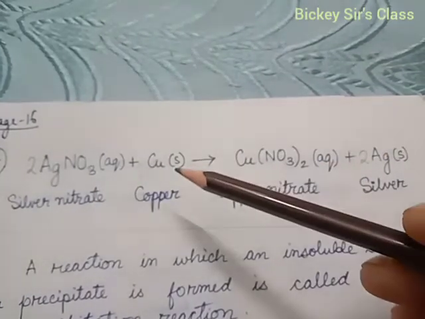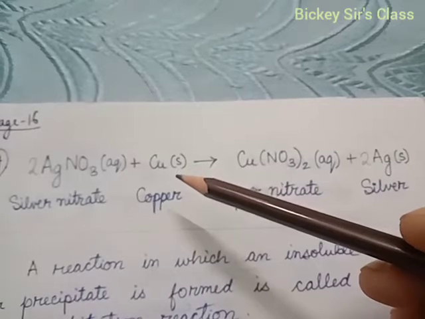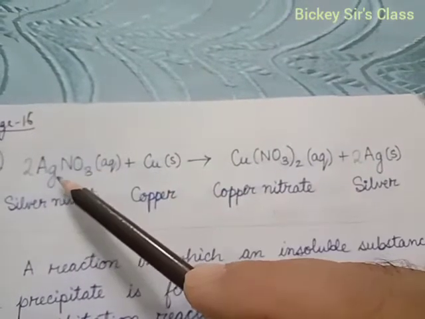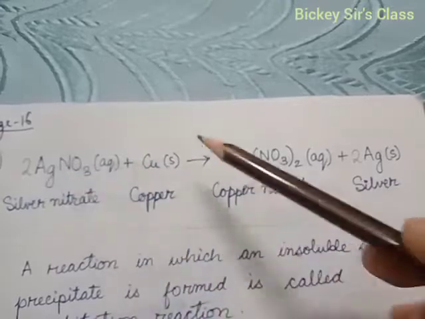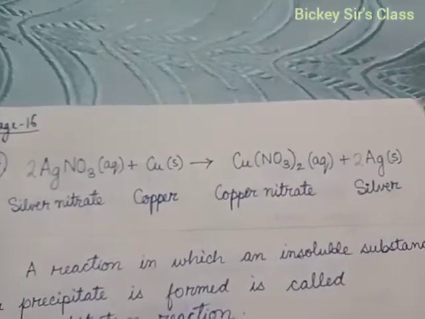So copper is a metal which is more reactive than silver, so it can easily displace the silver from silver nitrate to form copper nitrate and silver.